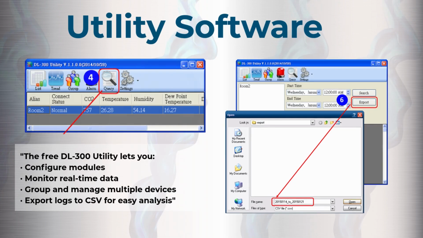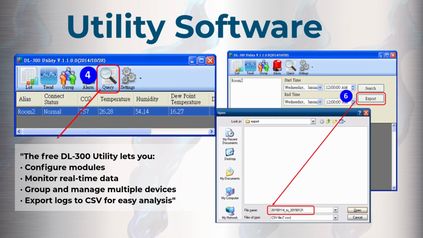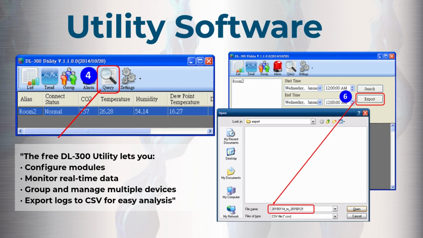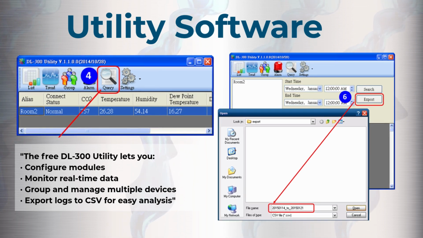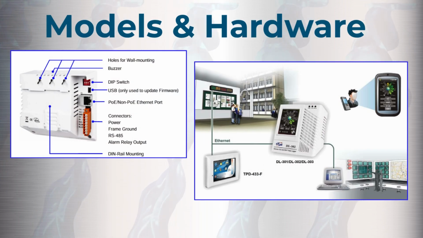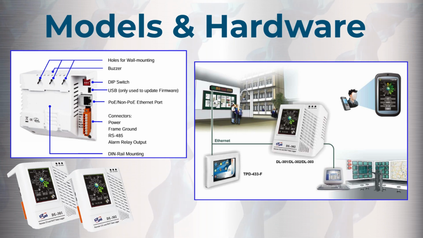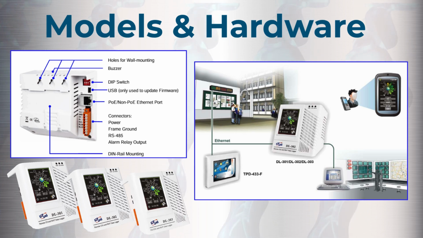The free DL-300 utility lets you configure modules, monitor real-time data, group and manage multiple devices, export logs to CSV for easy analysis. There are 3 models in the series: DL-301, CO, temp, humidity, dew point; DL-302, CO2, temp, humidity, dew point; DL-303, all-in-one, CO, CO2, temp, humidity, dew point.